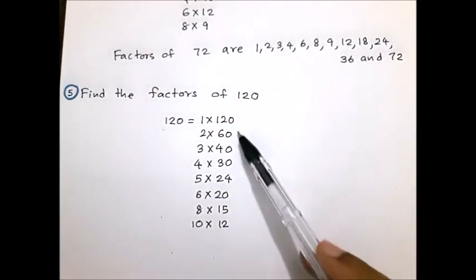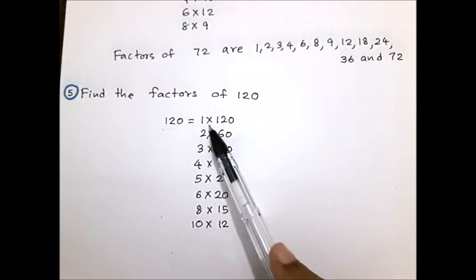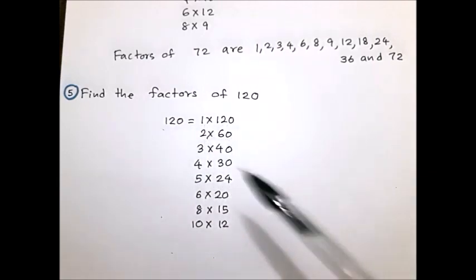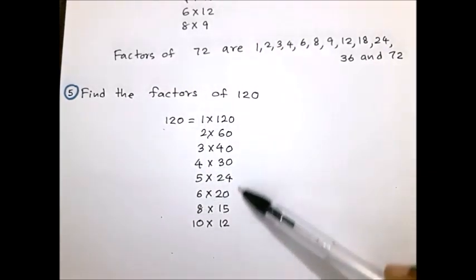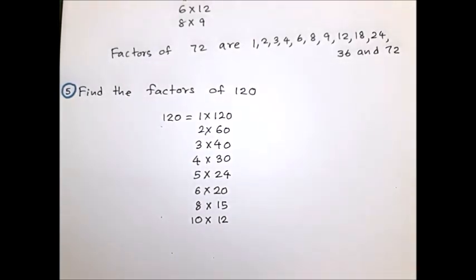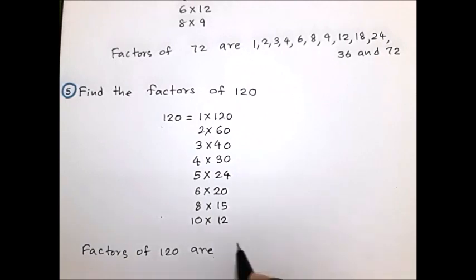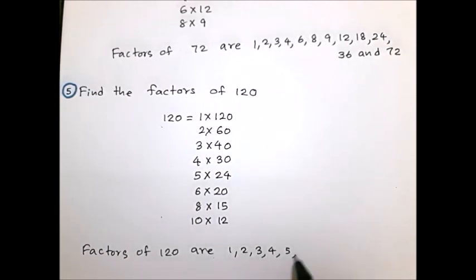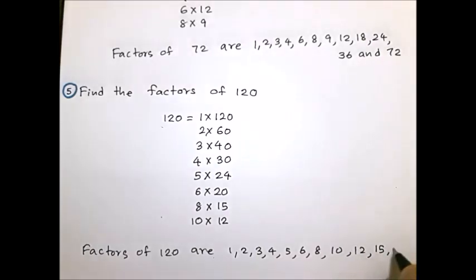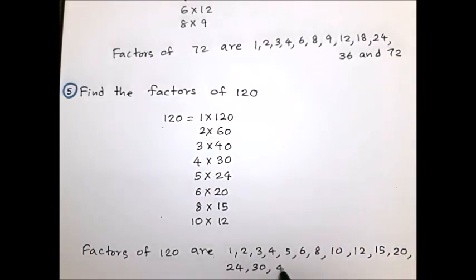These are all the ways that we can write 120 as a product of two whole numbers. Now these are the factors of 120. Write them in ascending order. Factors of 120 are 1, 2, 3, 4, 5, 6, 8, 10, 12, 15, 20, 24, 30, 40, 60 and 120.